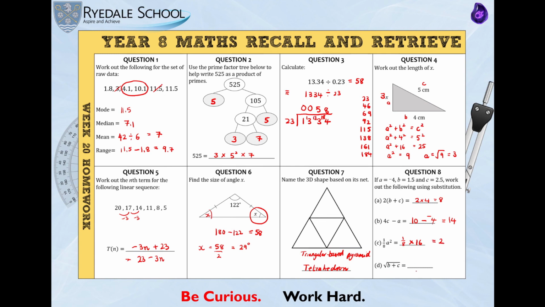Finally, we've got the square root of B plus C. We did B plus C a moment ago. It was 4. We're doing the square root of 4, which is 2. Or if you're being really clever again, it's positive or negative 2.